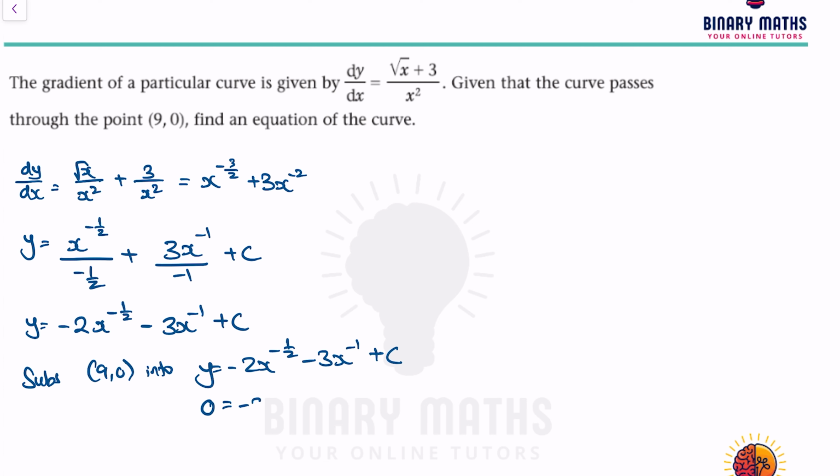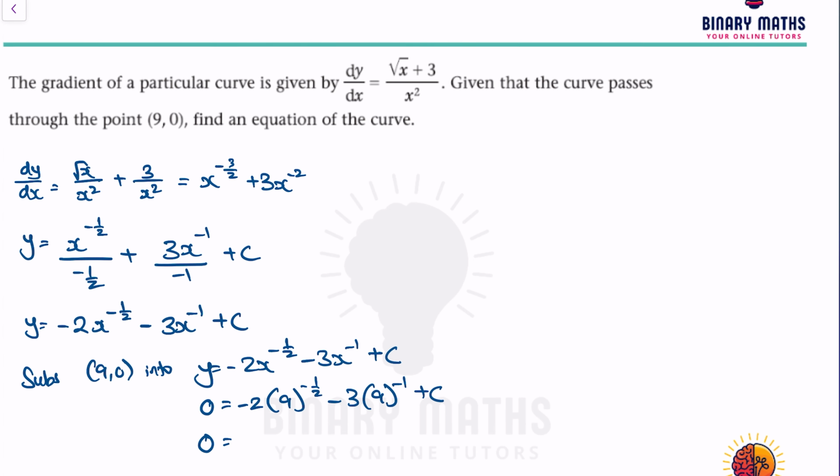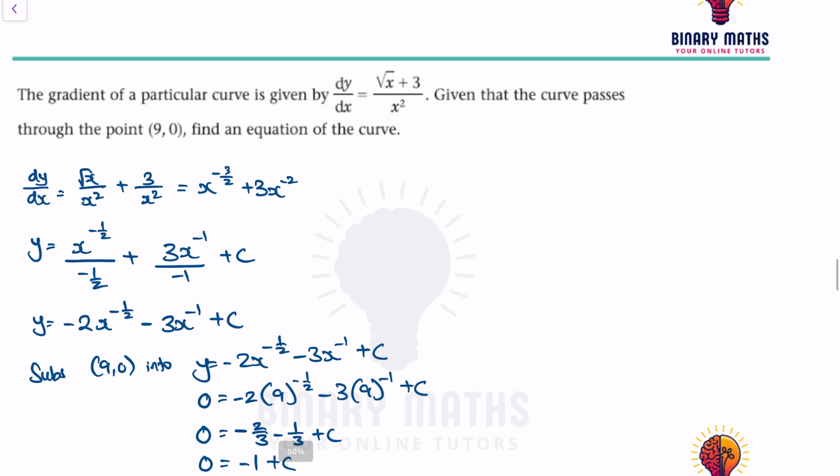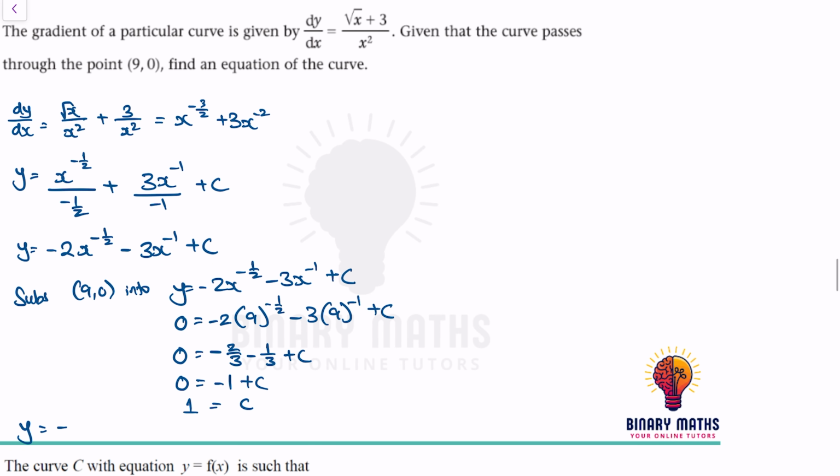So 0 is equal to 2 times 9 to the power of a half, minus 3 times 9 to the minus 1, plus c. So 0 is equal to 9 to the power of a half is just 3, so 6 becomes the first term. 9 to the minus 1 is 1 over 9, minus 3 over 9 is minus a third, plus c, so 0 is equal to a value plus c, which gives c. Therefore, I can write the equation of the curve.